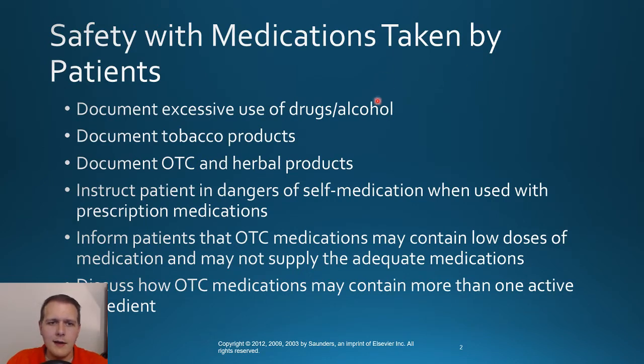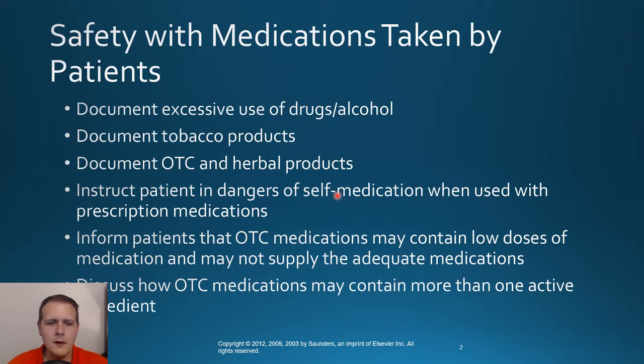So for example, we want to ask questions about if they use illicit drugs or alcohol, if they use any tobacco products, right? We want to make sure we're asking about things like over-the-counter and herbal drug use, which is really important. And then it's important to make sure we're educating on self-medication when also being prescribed prescription medications, because frequently patients don't know when they're duplicating medications. They don't know how interactions work between medications.